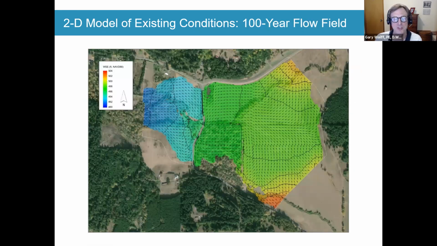Okay, so here's just the model domain for the 100-year event. And the model is showing that there is substantial overtopping here, and notice that it's all north of the North Bridge. So the road is raised up above the floodplain here, but all the flooding occurs out here. And that seems to correlate with observations that we've gotten from the county.